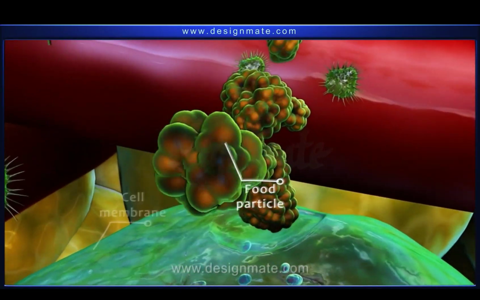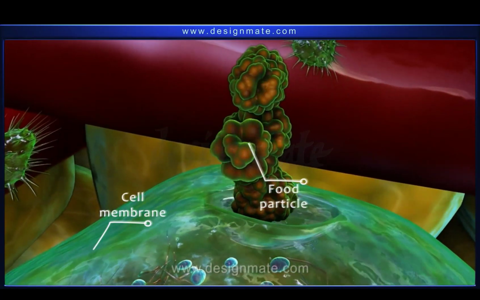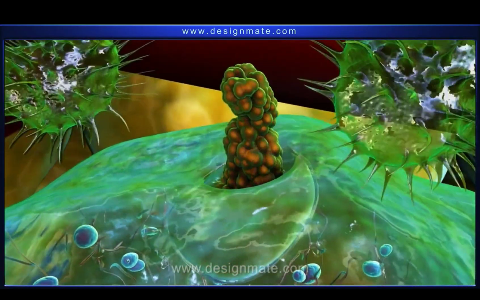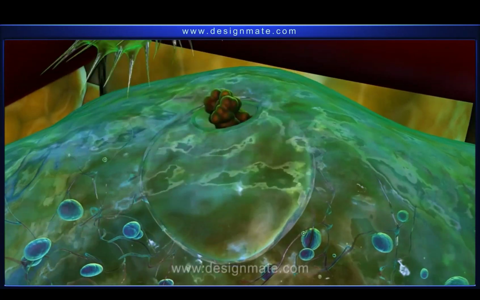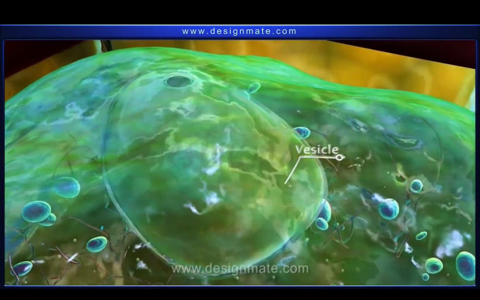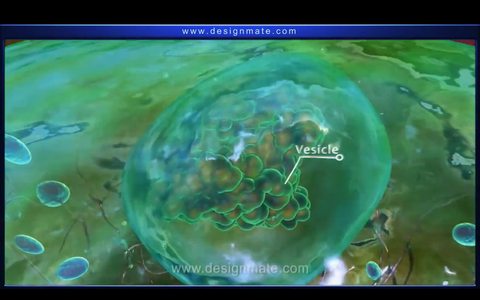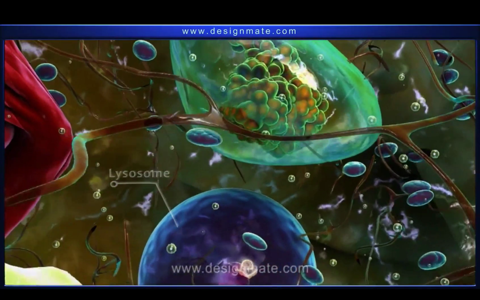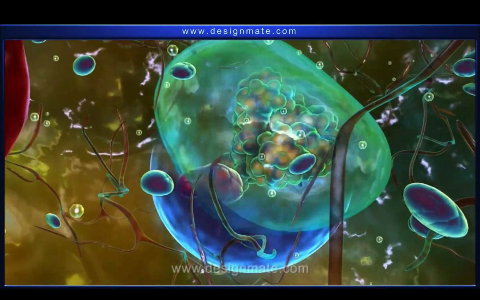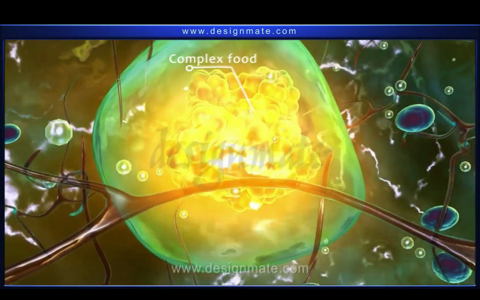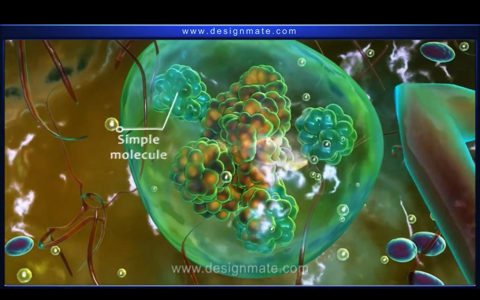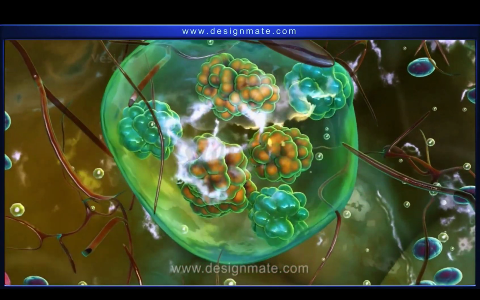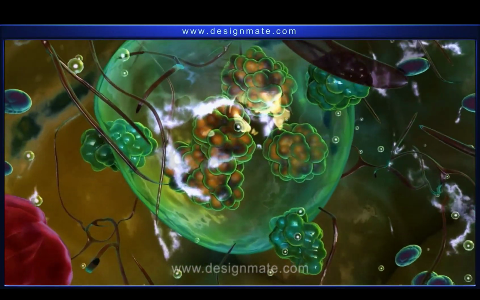Food particles come in contact with the cell membrane and they form a depression. The depression deepens until the food is completely engulfed in a pocket called a vesicle. The vesicle then drifts further into the cell and it meets and fuses with a lysosome containing enzymes. After this, the enzyme breaks down the complex food into simple molecules and waste material. These simple molecules diffuse out of the vesicle and are used by the cell.